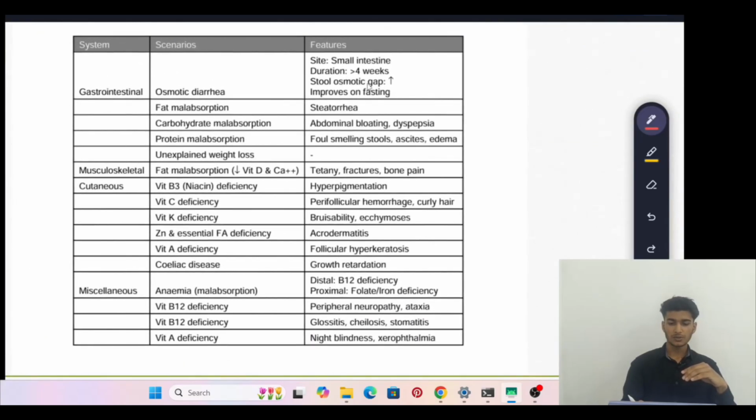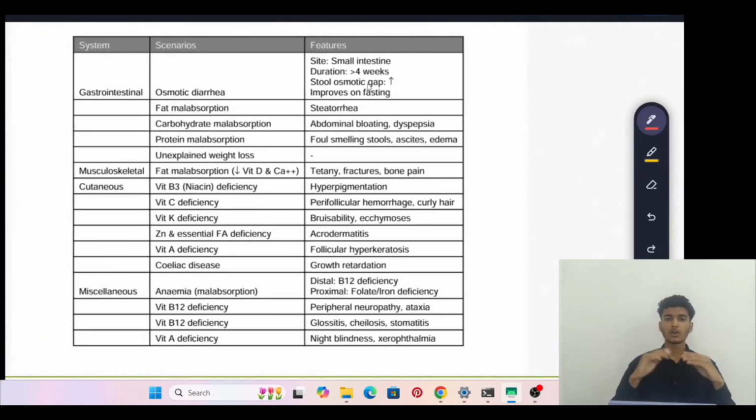If there is malabsorption inside the system, it will not only affect the GIT, but it will affect other systems as well, such as the musculoskeletal system, the cutaneous system, everything. If the vitamins are not absorbed, it will appear on your skin. So cutaneous diseases will be there, and some miscellaneous diseases we will see. So what does this chart explain?